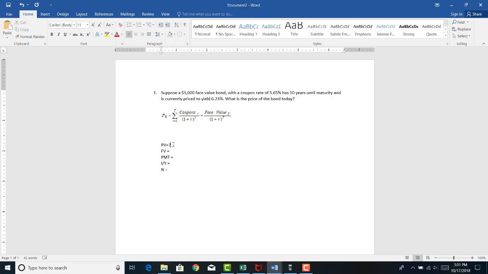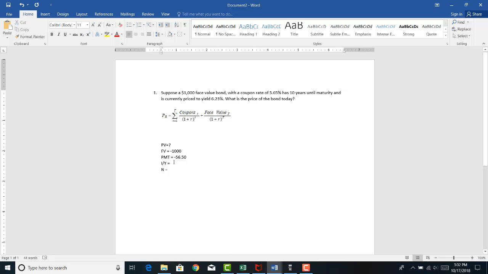Of course, our objective is to calculate the present value of the bond. The face value of the bond is the principal amount of the bond, which is going to be a negative $1,000. It's negative because it's an outflow from the firm's perspective. The payment on this bond is going to be negative $56.50. That is 5.65% of the $1,000 face value.